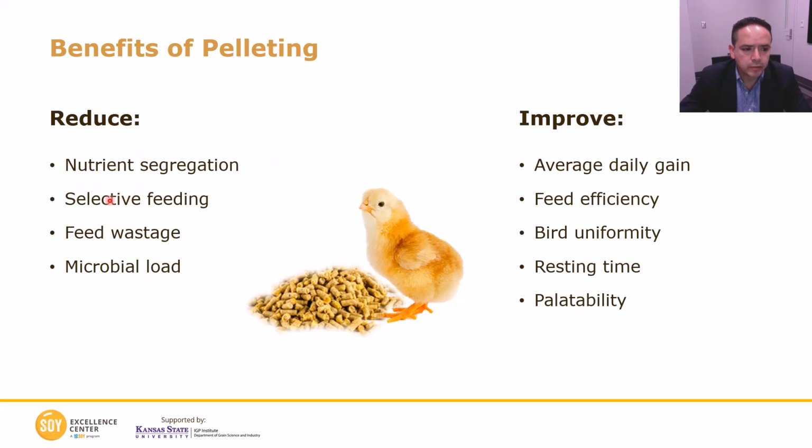We also reduce selective feeding with pelleting. If we give the birds the possibility to choose different particle sizes, most likely they are going to pick the particle sizes that are between 2 and 3 millimeters. And those particles might be big pieces of corn that will have a high energy content but a low digestible amino acid content. But when we put all the feed into a single pellet, then we make sure that the animals are getting all the nutrients in every single bite.